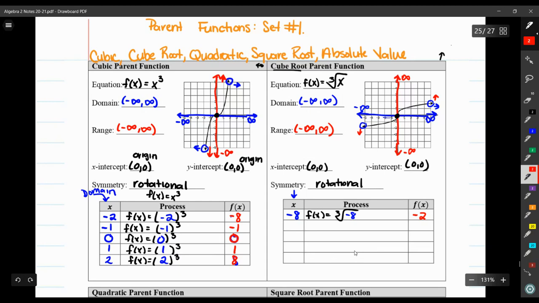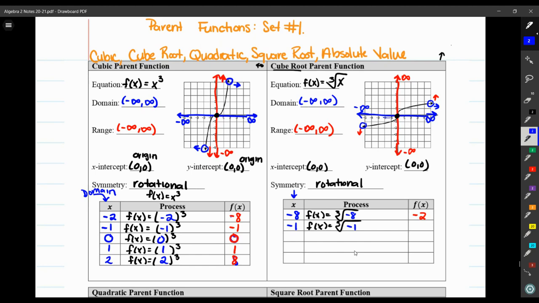Cubes make numbers larger. Cube roots make numbers smaller. So the next perfect cube, just like perfect squares, would be -1. That'd be the next perfect cube. Since I know I have to take the cube root, I'm choosing x values that I know are nice, perfect cubes. They're not going to give me crazy decimals.